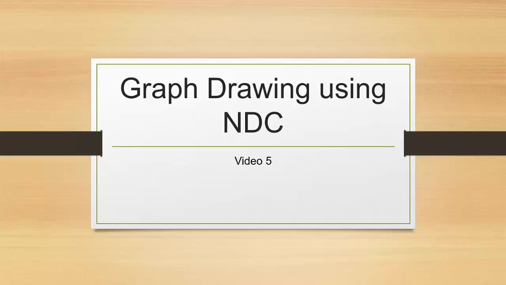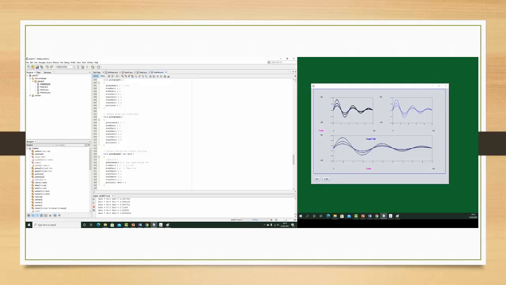I will show you how to plot multiple graphs on a display surface using normalized device coordinates. To introduce the project, I will now present some slides. This is video 5, graph drawing using NDC. The output from this particular project is shown on the right hand side here.